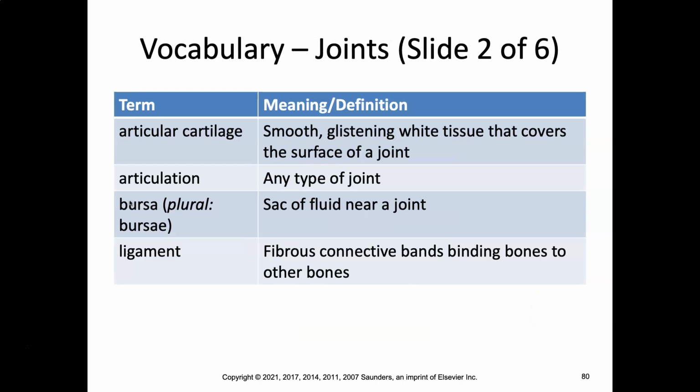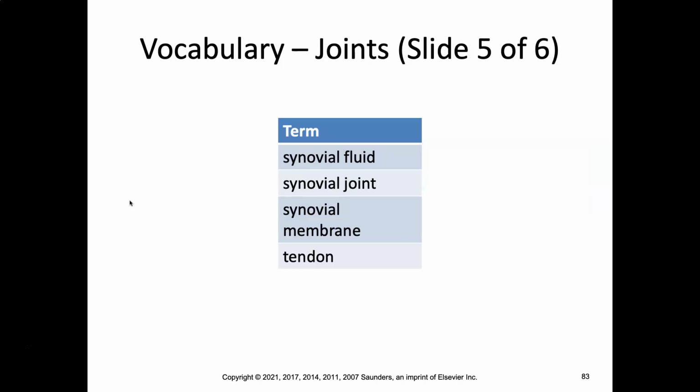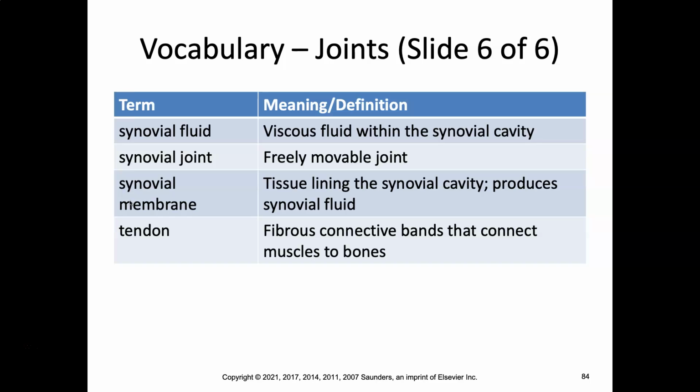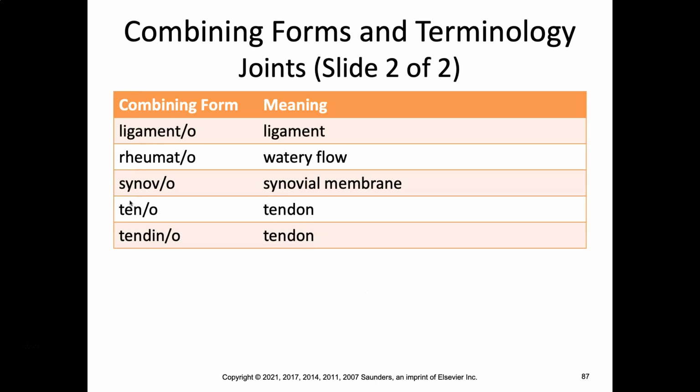So we're back to terms. Articular cartilage, articulation, bursa, bursae, ligament, meniscus, suture joint, synovial cavity, synovial fluid, synovial joint, synovial membrane, tendon. Quick quiz. The fibrous connective band that binds muscles to bones is, we kind of studied this, and this will be an important one for you to know. All right, I'm sorry, flew right past that.